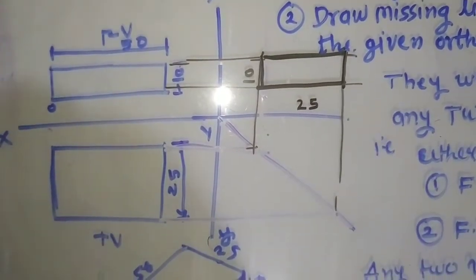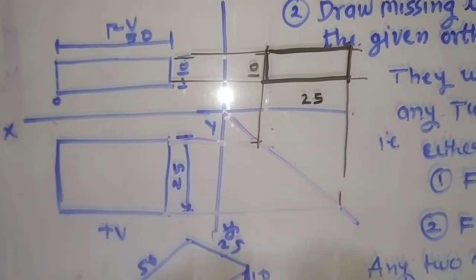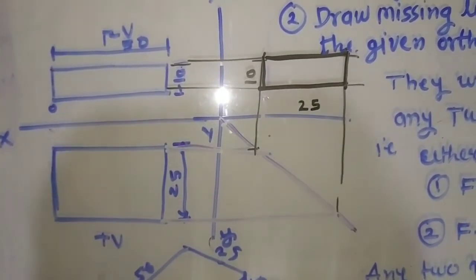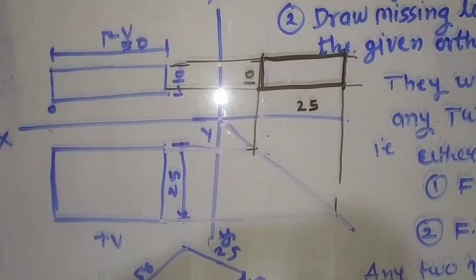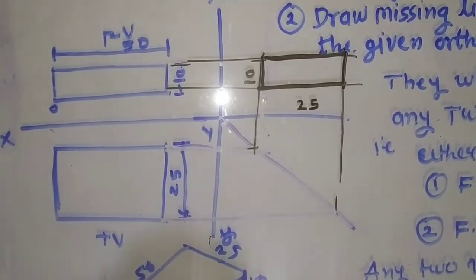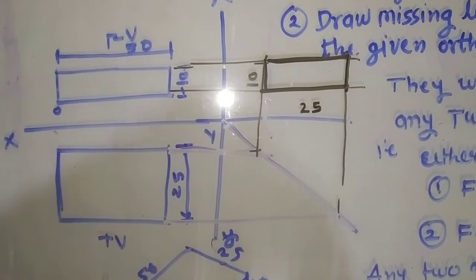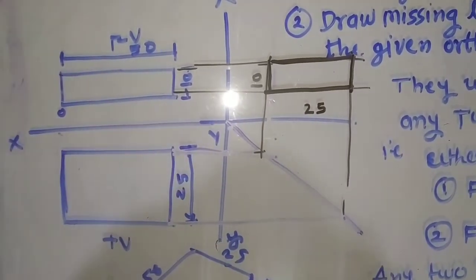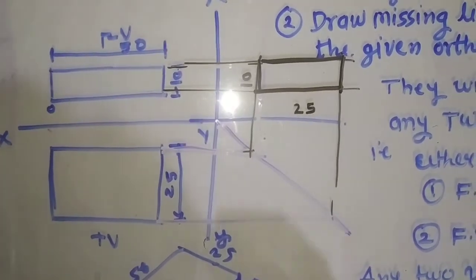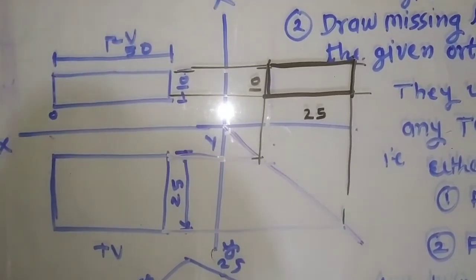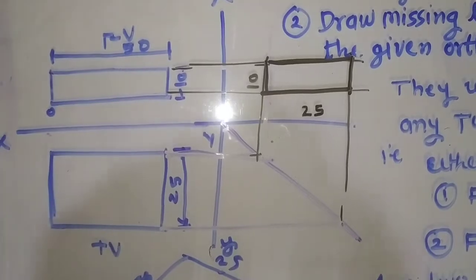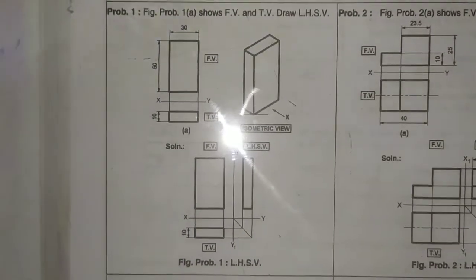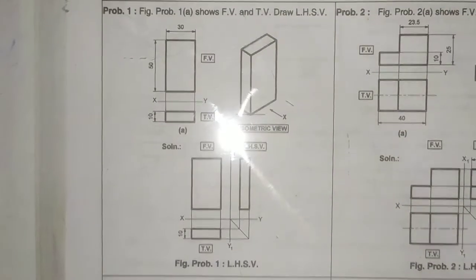For that purpose you should recall that we have studied the isometric view chapter. From two given views, we draw the three-dimensional, that is isometric, view. Automatically the third view will become clear, and if this imagination is developed, we can easily draw the missing view. Okay. Now we will practice some problems here.